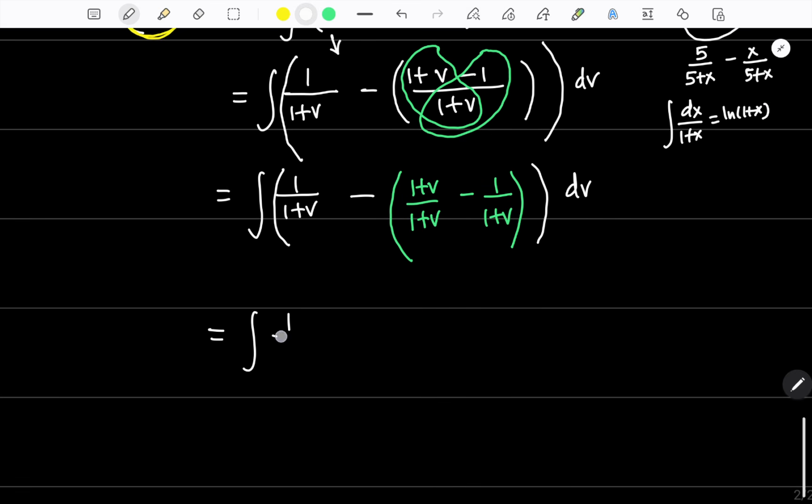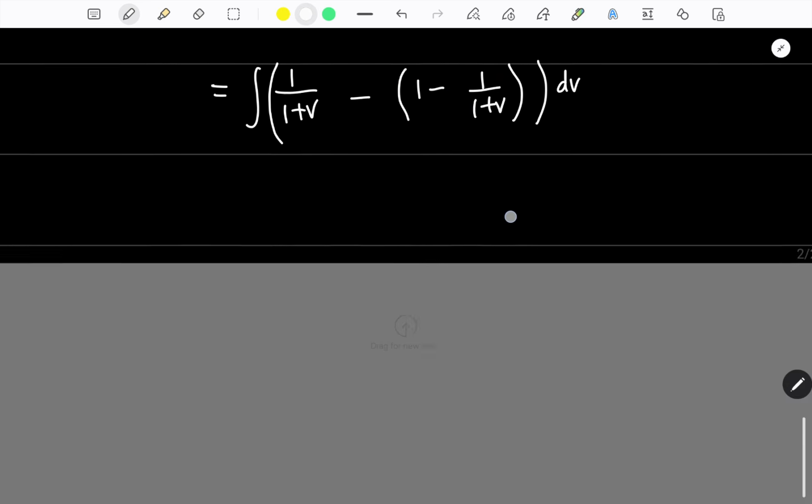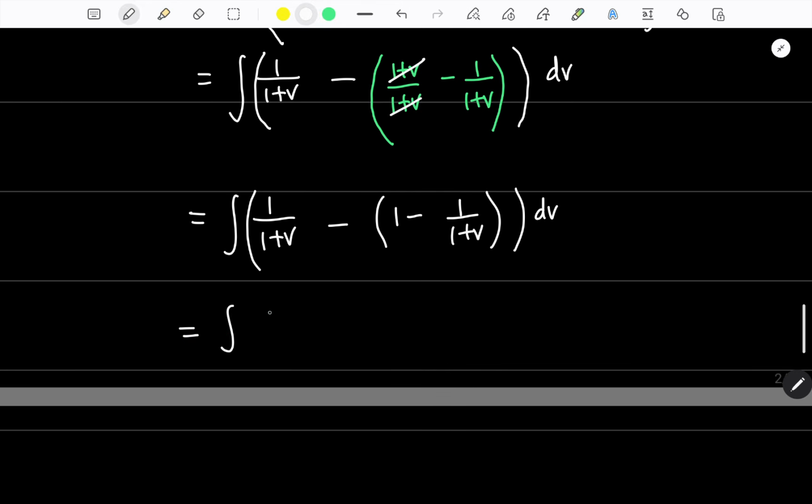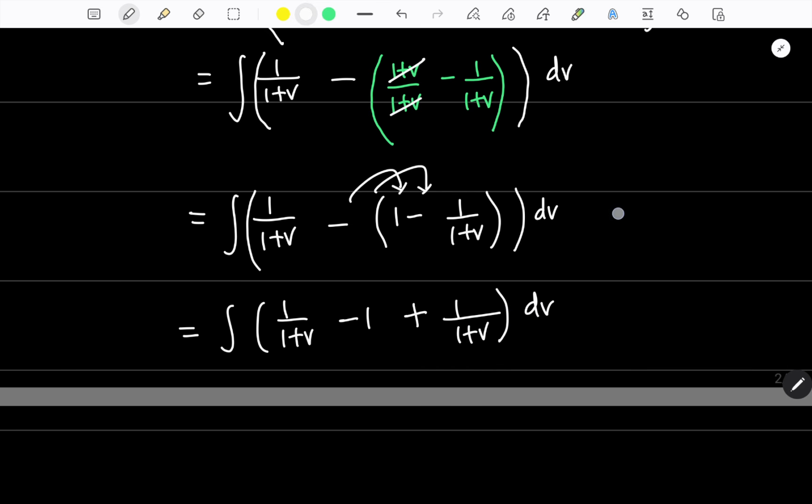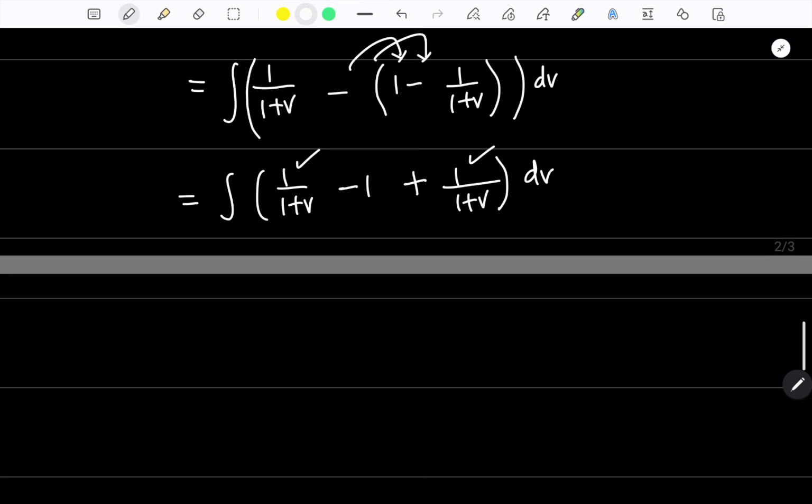So this equals the integral of 1 divided by 1 plus v, bracket open, minus, this gets cancelled. So I will get what? 1 minus 1 divided by 1 plus v into dv, right? So this equals the integral of 1 divided by 1 plus v. I'll take this minus inside, minus 1, and I'll take this minus inside, plus 1 divided by 1 plus v, close the bracket, into dv. Now look at this term. The terms are repeating, right? 1 divided by 1 plus v two times, so plus 1 plus 1. This is equal to 2 times 1 divided by 1 plus v minus 1, close the bracket, into dv.